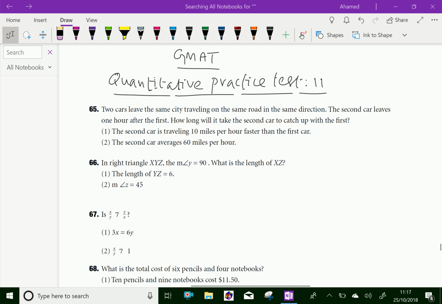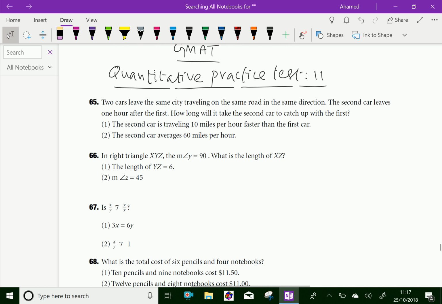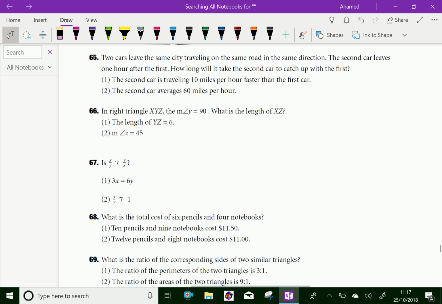In that, let us do some problems regarding data sufficiency. Here, look at this problem. Two cars leave the same city traveling on the same road in the same direction. The second car leaves 1 hour after the first. How long will it take the second car to catch up with the first?